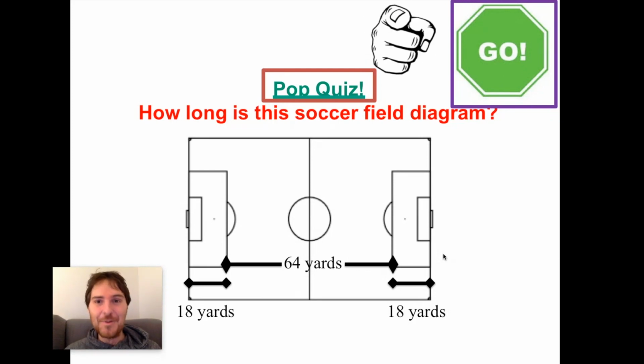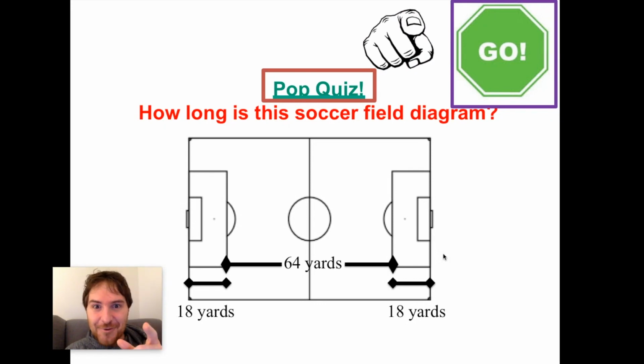Your pop quiz. You didn't think you'd be walking into a brand new lesson and getting a pop quiz. Normally, I give this question for homework, and I see if you get it right. Did you get it right? Let's check it out here. How long is this soccer field diagram? 18 yards, 64 yards, 18 yards. I'm thinking, why am I being asked this? It's got to be 100, right? 100. Wait, hold on a second.